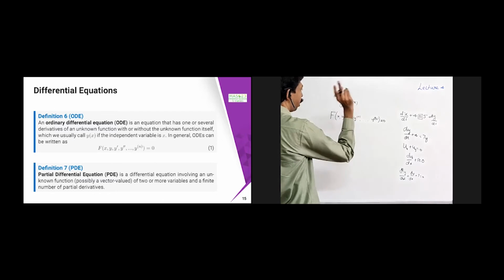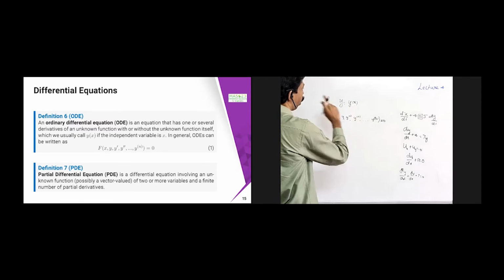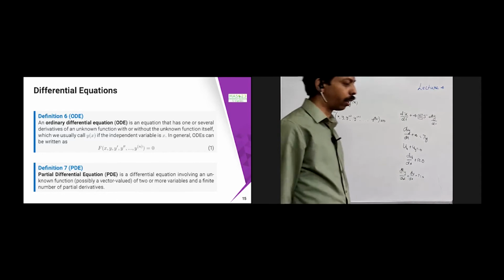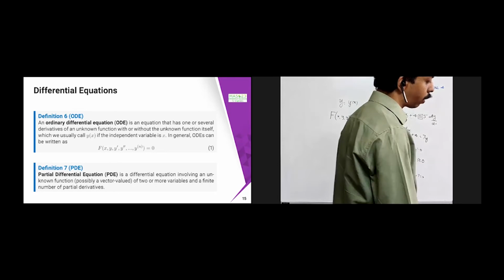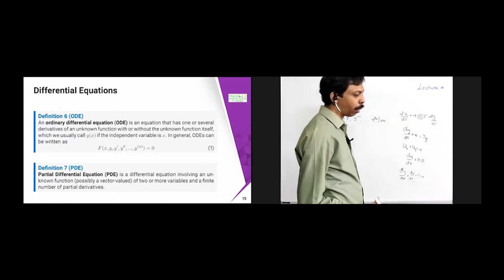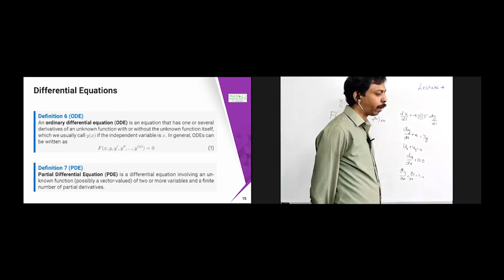Only one input is given and you get an output out of it. That is called an ordinary differential equation. Whereas in a partial differential equation, it can be vector valued, or possibly two or more variables will be involved.